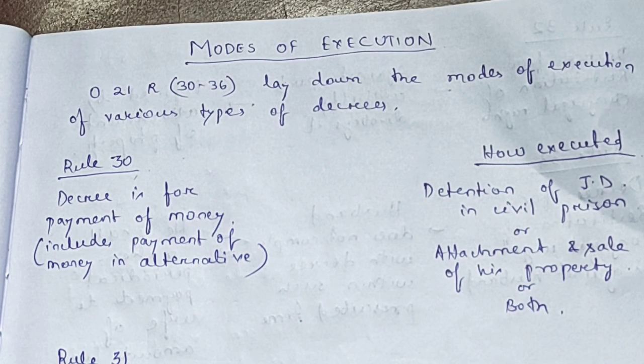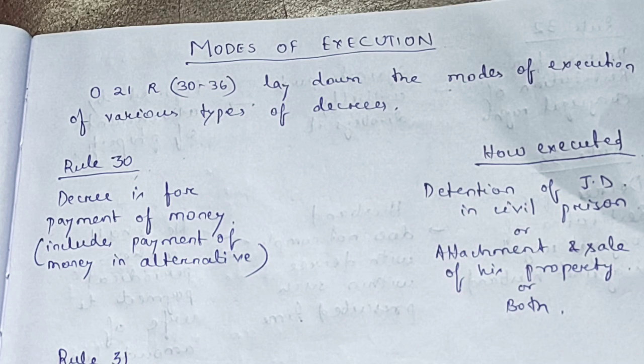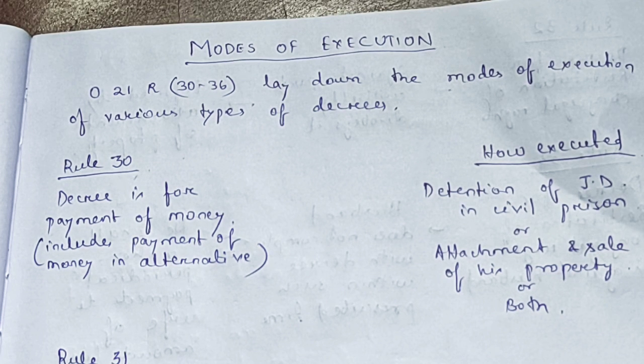Now let's go further to modes of execution. Order 21 Rules 30 to 36 lay down the modes of execution of various types of decrees. Firstly, Rule 30, which says decree is for payment of money. Also, it includes payment of money in alternative of the relief. How is it executed? Detention of the judgment debtor in civil prison or attachment and sale of his property or both.